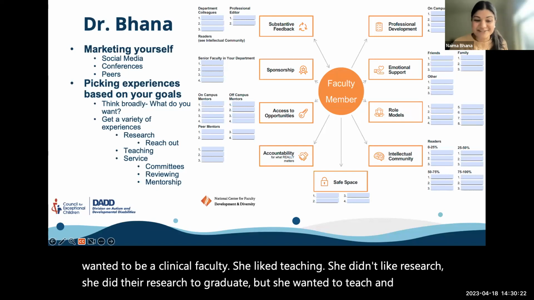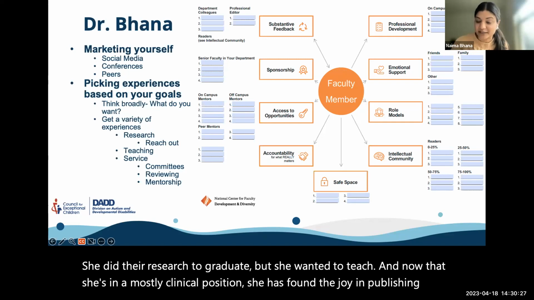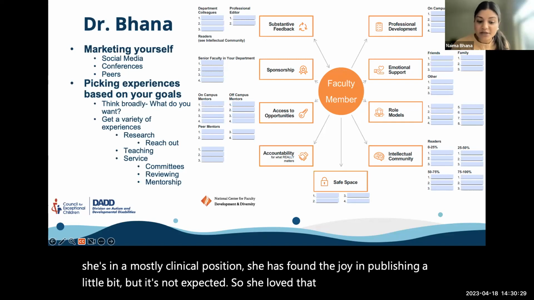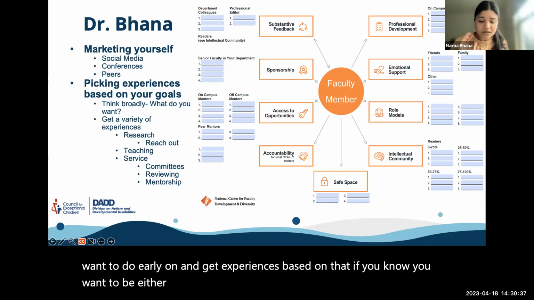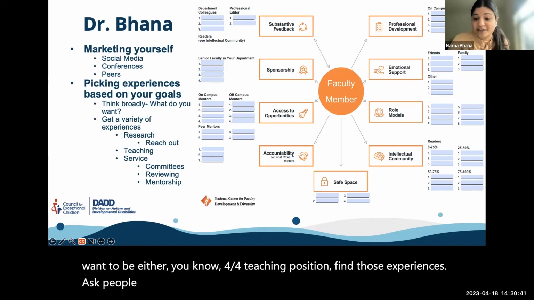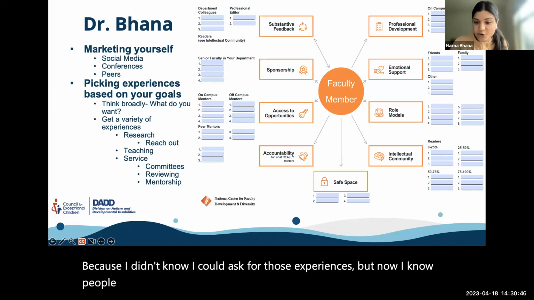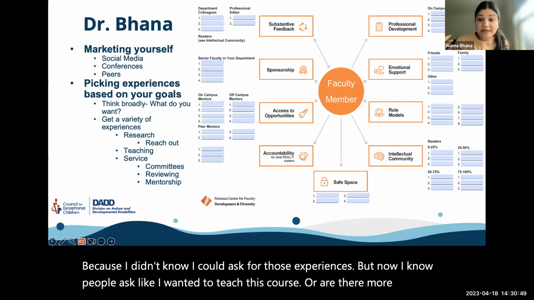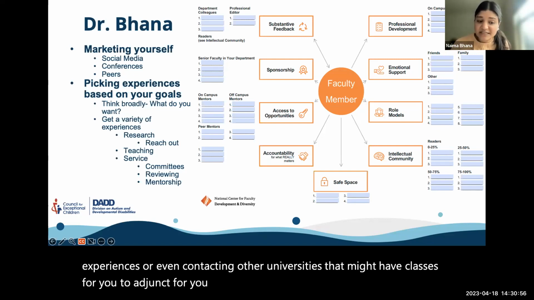And now that she's in a mostly clinical position, she has found the joy in publishing a little bit, but it's not expected. So she loves that. So think about what you want to do early on and get experiences based on that. If you know you want to be at a 4-4 teaching position, find those experiences, ask people. I didn't know I could ask for those experiences. But now I know people ask like, oh, I want to teach this course, or are there more experiences? Or even contacting other universities that might have classes for you to adjunct, for you to get those teaching experiences.